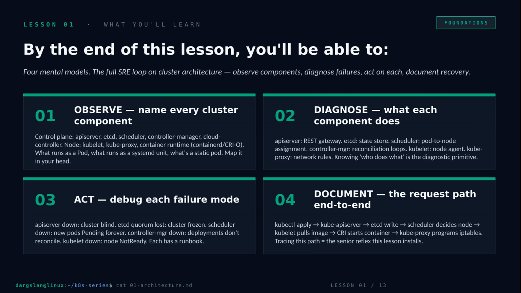Then act with a runbook per failure mode. API server down means the cluster goes blind, etcd loses quorum and everything freezes, kubelet dies and the node goes not ready. And finally, document the full request path end-to-end, kubectl to apiserver, to etcd, to scheduler, to kubelet, to runtime, to kube-proxy. That trace is the senior reflex we're installing today.